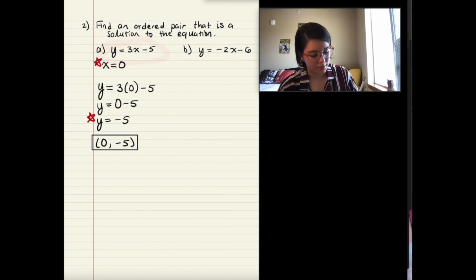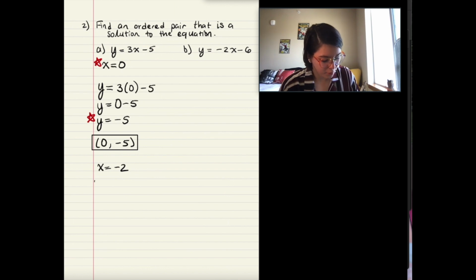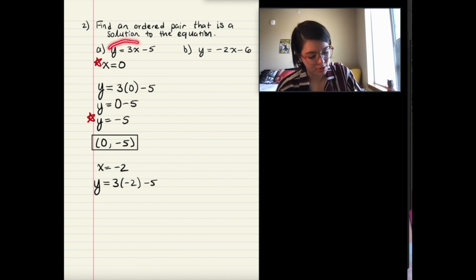So I'll do another one. Let's try x is equal to negative 2. So again, we're just going to leave y because we don't know what that is. That's what we're going to figure out. But instead of x, we'll plug in what we said x is now, which is negative 2. So we have 3 times negative 2 minus 5. Again, I'm still just using this line.